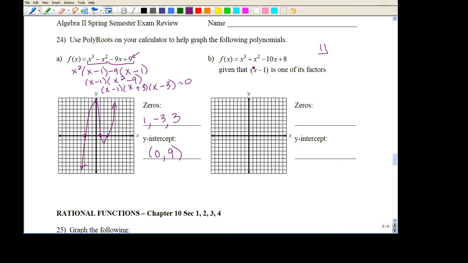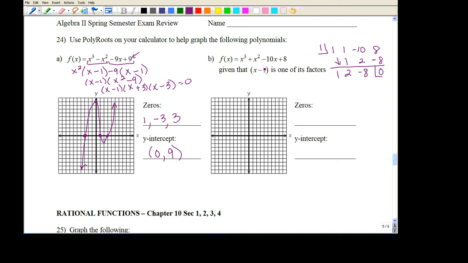And then let me write down my coefficients, making sure I'm not skipping any exponents. So we have 1 x cubed plus 1 x squared minus 10 x plus 8. So then you draw your line, bring down the first term, so we have 1, and then multiply it. So 1 times 1, you get 1. Now add them together, you get 2. 2 times 1 is 2. Added together, you get negative 8. Negative 8 times 1 is negative 8. Add it together, and you get 0.